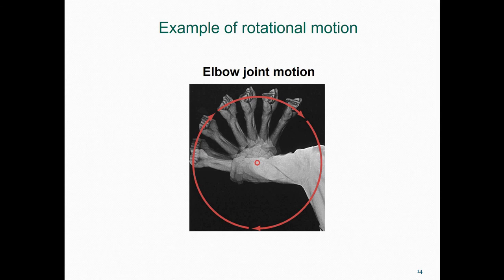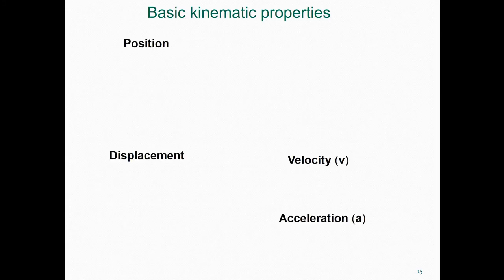We can see rotational motion in elbow flexion extension. This rotational motion here follows the red circle that we've drawn on top of the figure. The center of this circle is the axis of motion. We can characterize the motion of an object based upon its kinematic features. Basic kinematic descriptors include position, displacement, velocity, and acceleration.